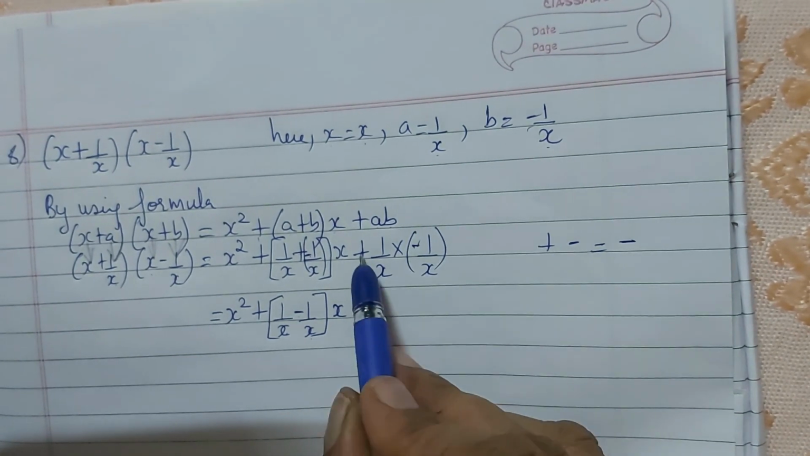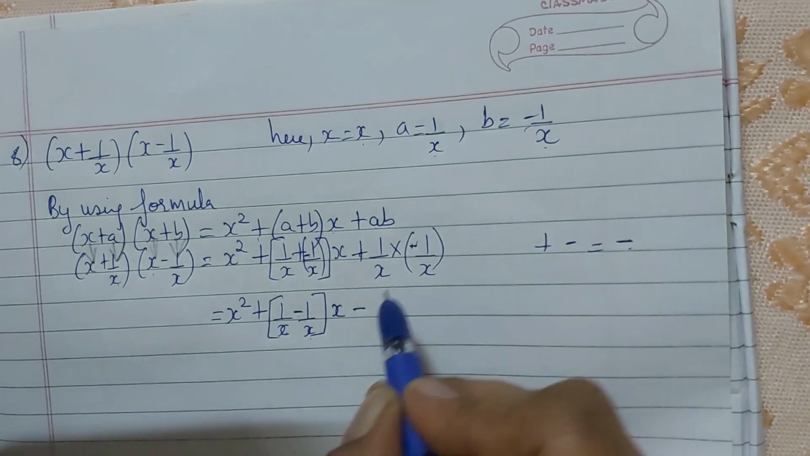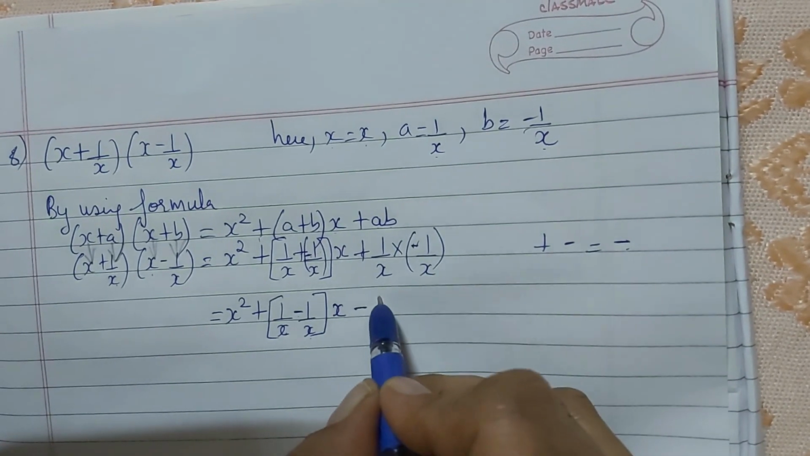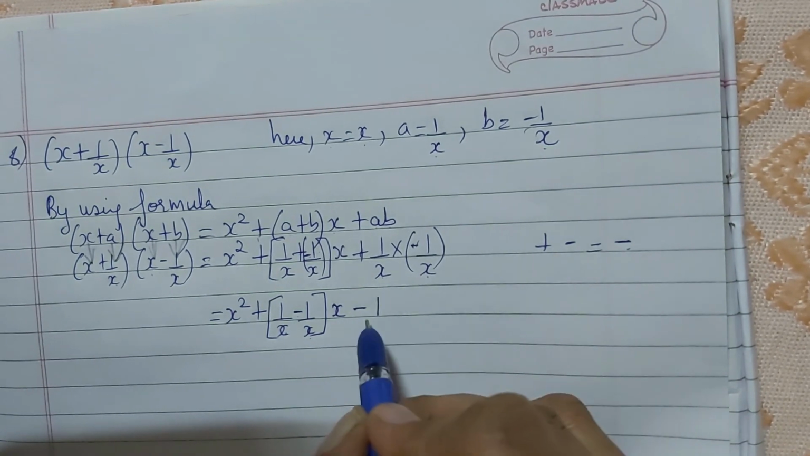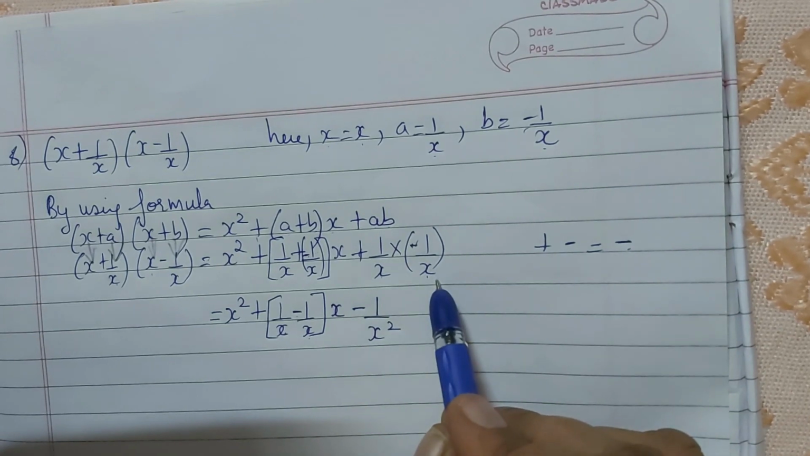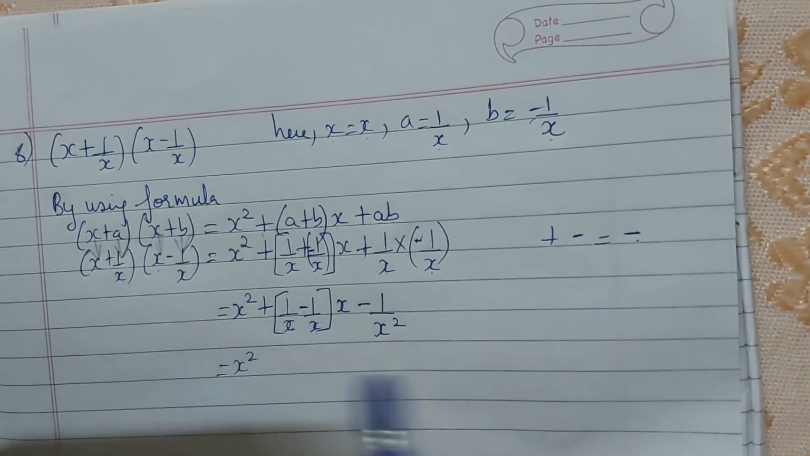Plus and minus is minus. 1 multiplied by 1 is 1. X multiplied by x is x square. Is equal to x square.